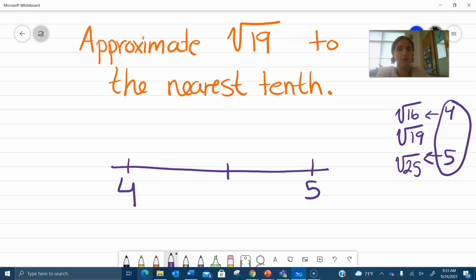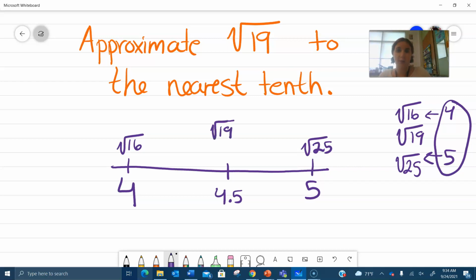Now in between 4 and 5, there's a bunch of decimal numbers. The middle of 4 and 5 is 4.5, and I'm going to use that 4.5, the middle, as kind of my starting point almost. Okay, so 4 is the square root of 16, 5 is the square root of 25, and we need to figure out where the square root of 19 is.